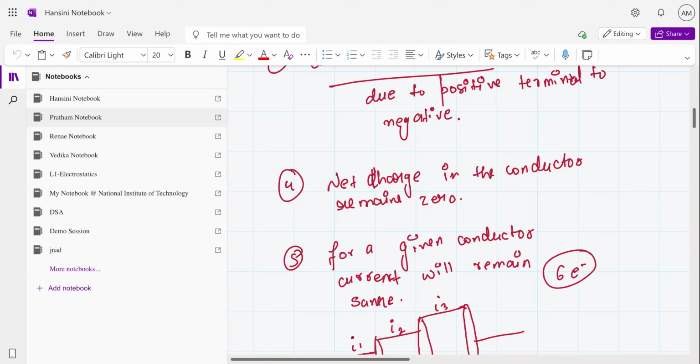Today we'll be covering the electric field due to a dipole at any random given angle theta, and also the energy stored in a dipole. These are the two topics which we have to cover in today's class.